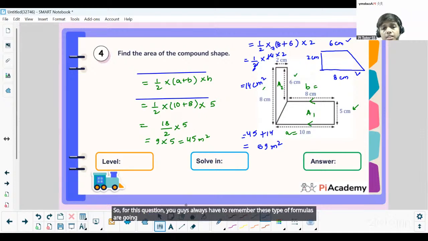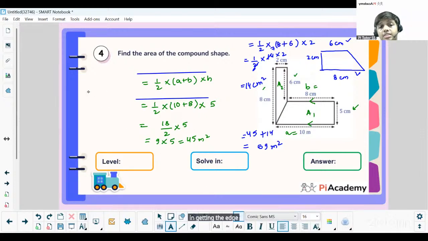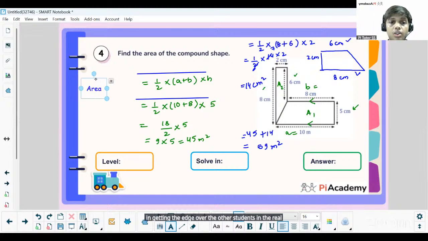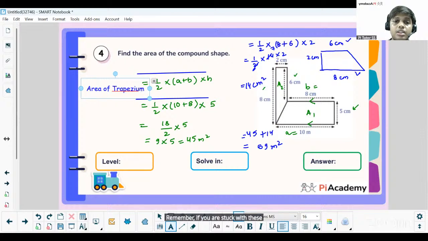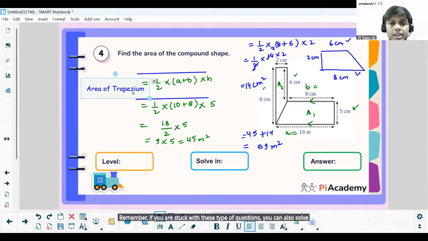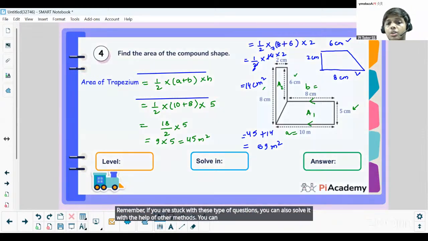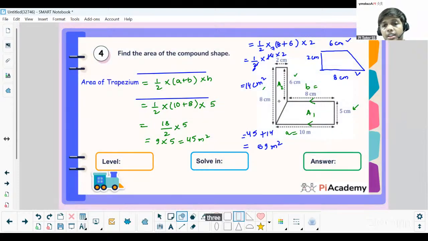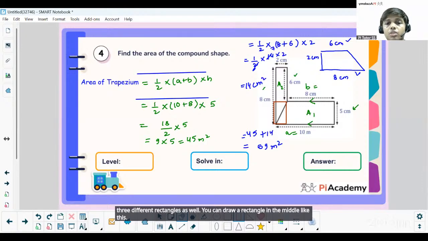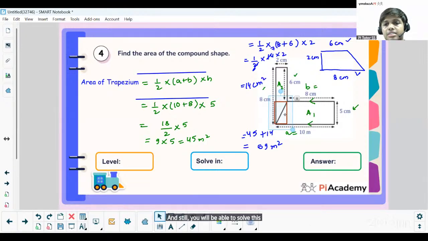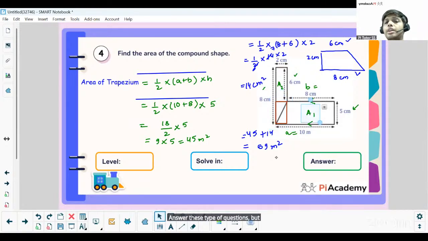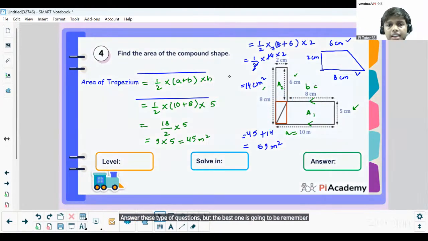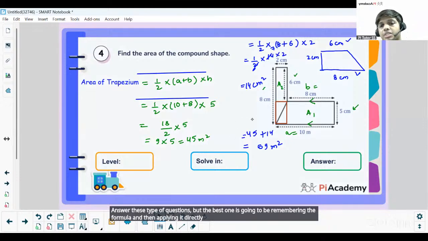to help you out in getting the edge over the other students in the real examination. Always remember, if you are stuck with these type of questions, you can also solve it with the help of other methods. You can convert this into 3 different rectangles as well. You can draw a rectangle in the middle like this, and still you will be able to solve this question. So there are several ways to answer these type of questions, but the best one is going to be remembering the formula and then applying it directly in the shapes which are present here.